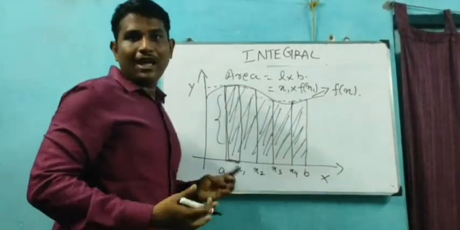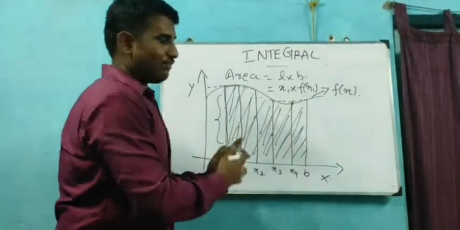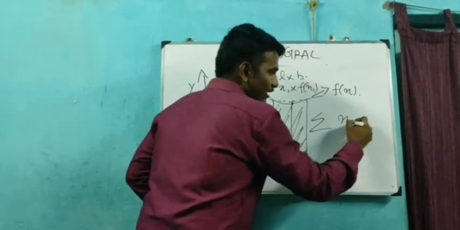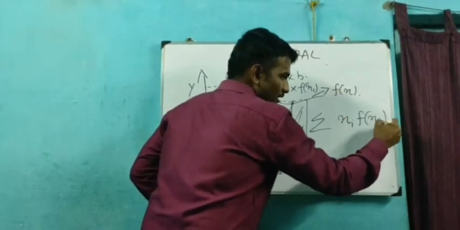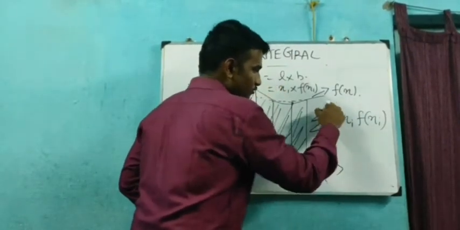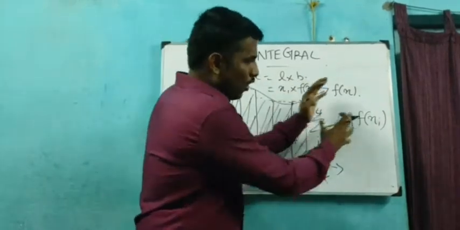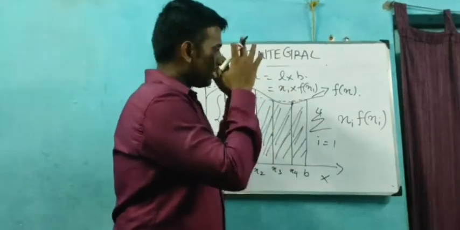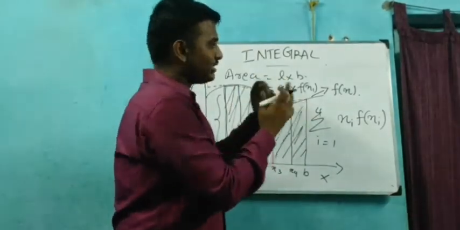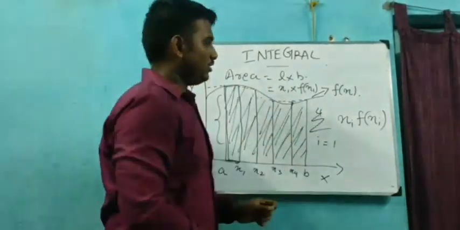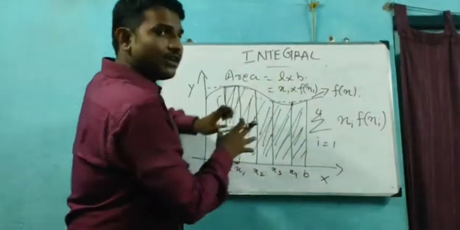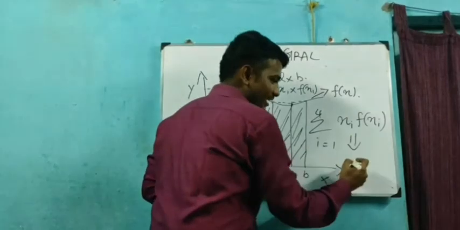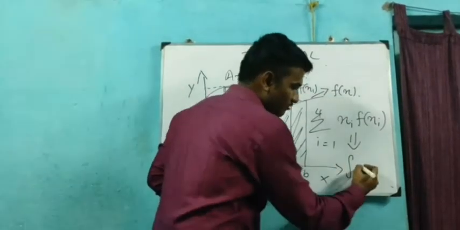Finally, what I have to do? I have to sum all the x values, right? Summation of all the x values, i equals 1 to 4. This is the major and important concept in integration, the starting point of integration. If I sum all the values, I will get the area, right? This is equal to integration. This is the concept of integration.